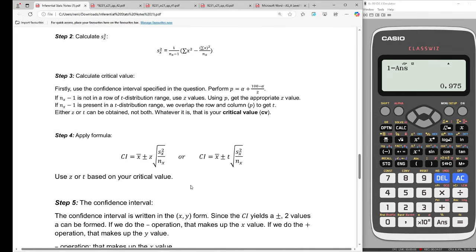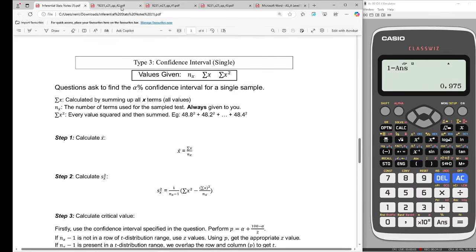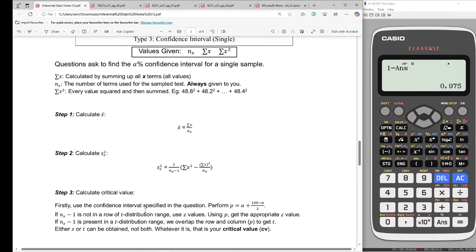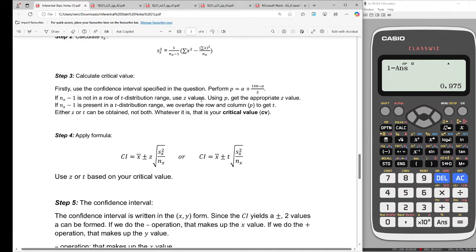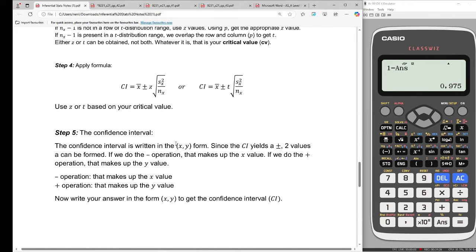And like I've explained before, when you're calculating the critical value, if nx minus 1, which is basically your degrees of freedom, does not appear in the t distribution, we use a z value. It's just that simple. Just calculate the critical value, do this, we get plus or minus, and we write in the form x comma y. When we do the minus operation, mean x minus this value, we get our x value, and when we do the plus operation, we get the y value. Then we write the answer x comma y, just like coordinates, to get the confidence interval.